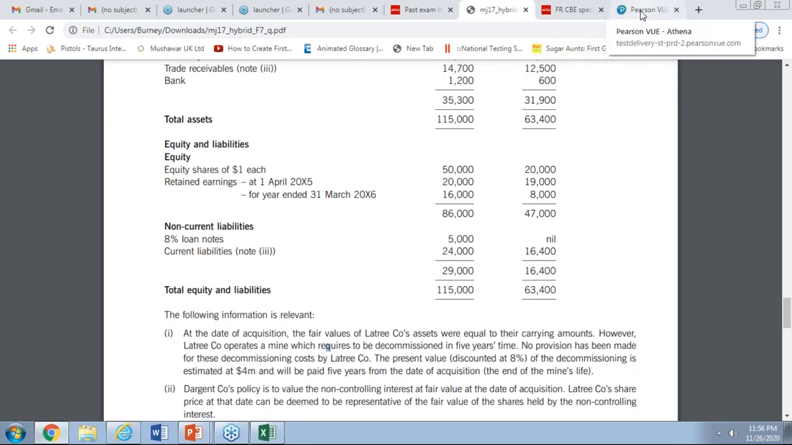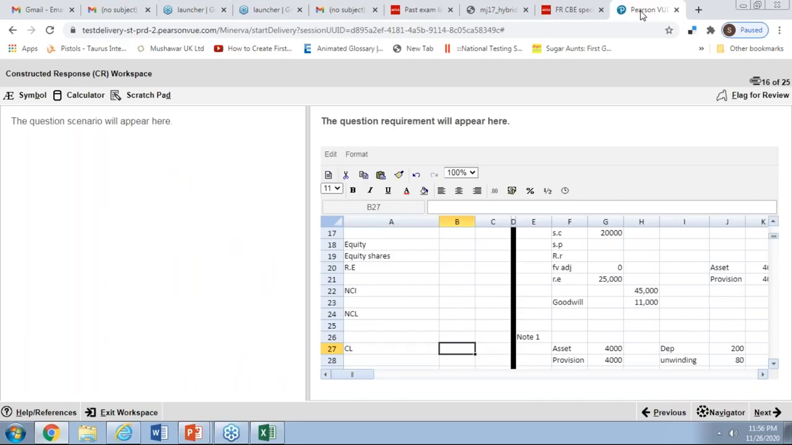Current liabilities: 24,000 plus 16,400 plus 700, the value of goods in transit, minus 3,000 current account adjustment.